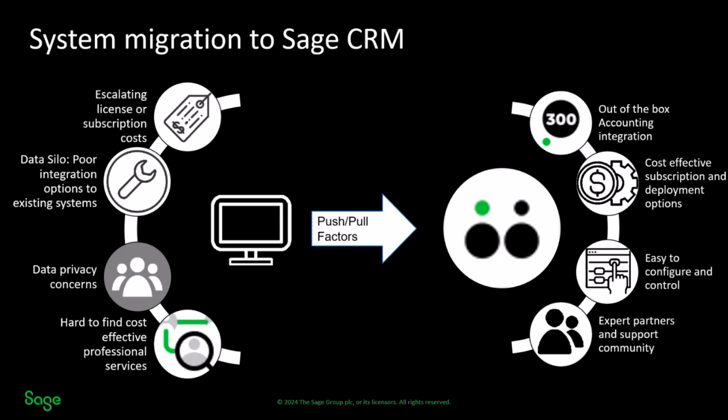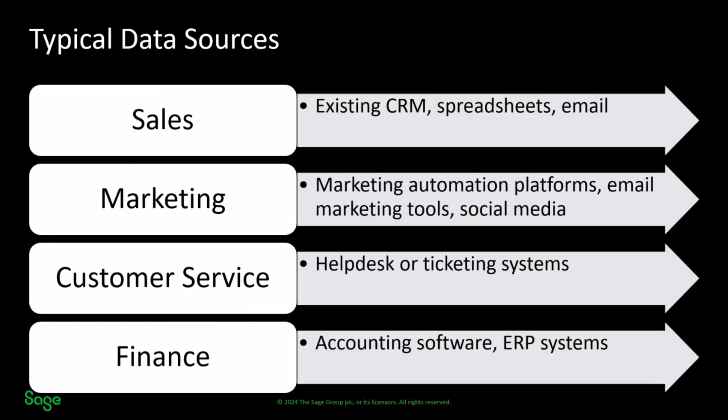The decision to implement Sage CRM, however, means that information across an organization will need to be migrated and uploaded into Sage CRM. So that's where the wider picture informs data upload. Now, those typical data sources can be really scattered through an organization.